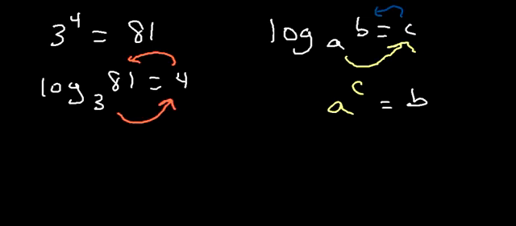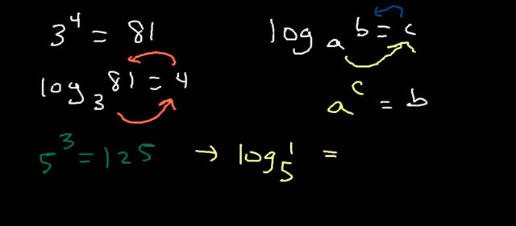Let's try another example. Try this one. 5 to the 3rd is equal to 125. Write it or convert it to logarithmic form. So log base 5 of 125 is equal to 3. As you can see, 5 raised to the 3rd power is equal to 125.